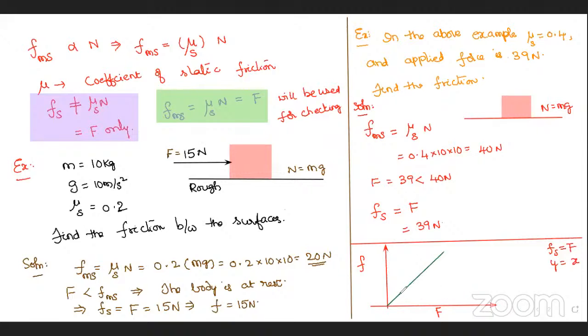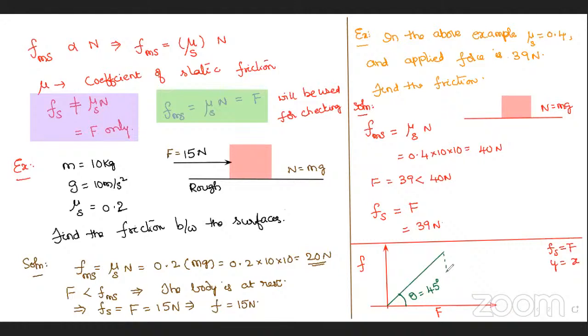Will anybody say what the slope of this straight line is from this equation? Very good, the slope is 1, and the angle is 45 degrees. So the angle theta is exactly 45 degrees. It exactly bisects the 90 degrees between the x-axis and the y-axis. And till here, the body is at rest.